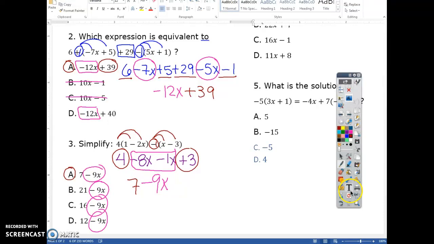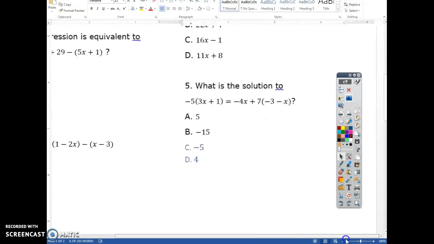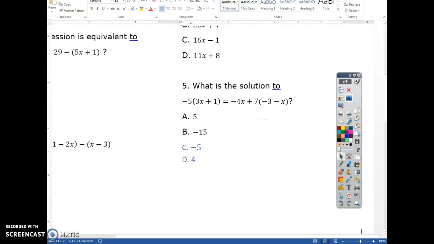Okay? And then problem number 5. You can do problem number 5 by hand or using Desmos. And in video number 2, I'm showing you how to do it in Desmos. Okay? So, if I'm solving it by hand, make sure that you distribute, combine like terms, move the smallest variable, all of that stuff.